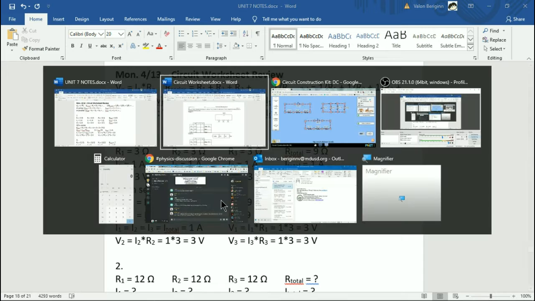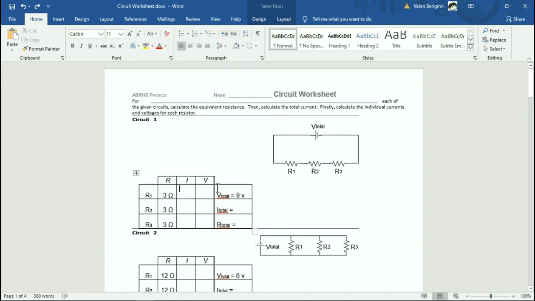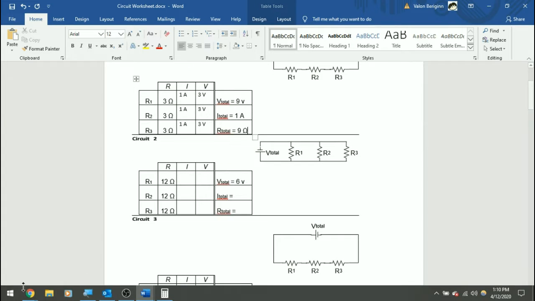So this is what we should have. If we actually put in the numbers here, we have 1A, 1A, 1A, 3V, 3V, 3V, and this is 1A, and this is 9 ohms. Okay, so that covers everything for that. All right, and we can check this.